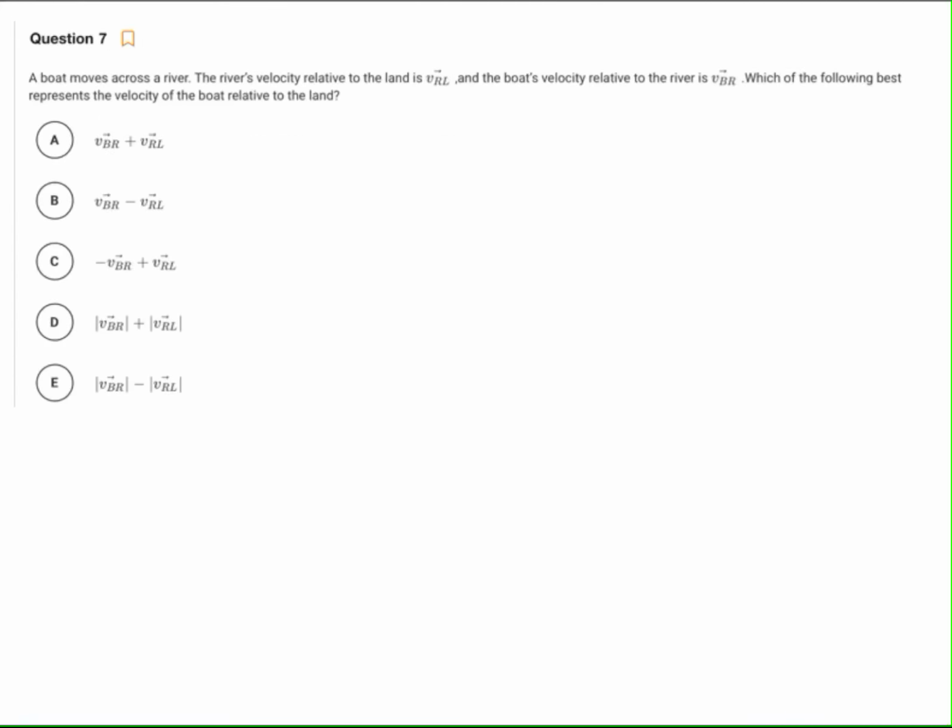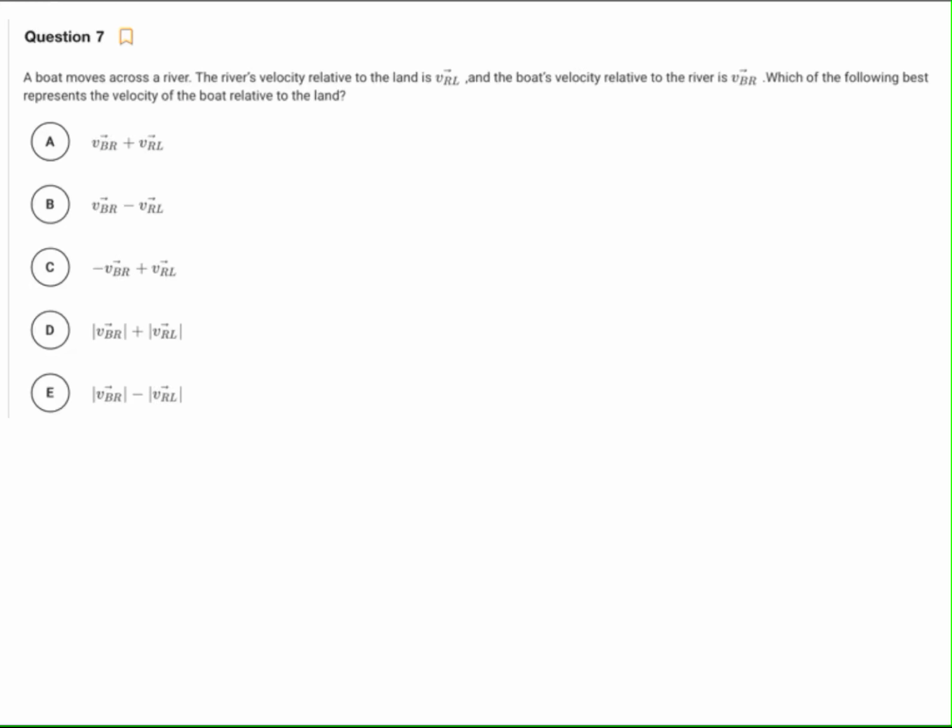Okay. Back to the multiple choice question. A boat moves across the river. Its velocity relative to land is VRL, and the boat's velocity relative to the river is VBR. Which of the following represents the velocity of the boat relative to land? Well, that ends up being much easier than you would think, because it's just that guy. It's just the sum of the two of them. Since they're writing in a vector notation, no need for Pythagorean theorem or anything crazy like that. This guy. Oh, that's the same guy.